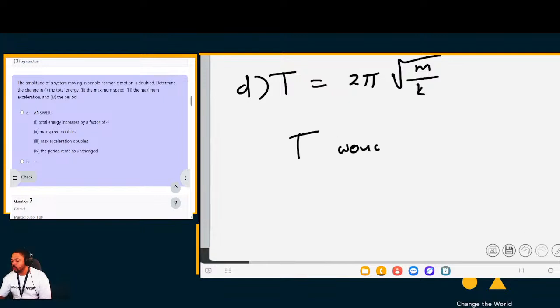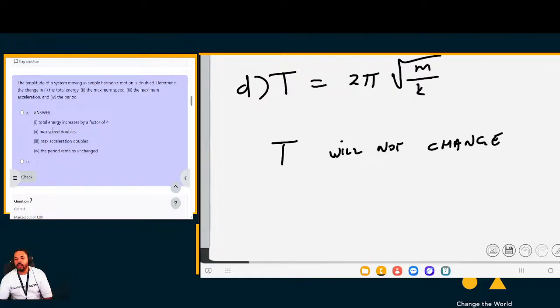The period will not change if we double the amplitude, as the amplitude has no effect on the period.